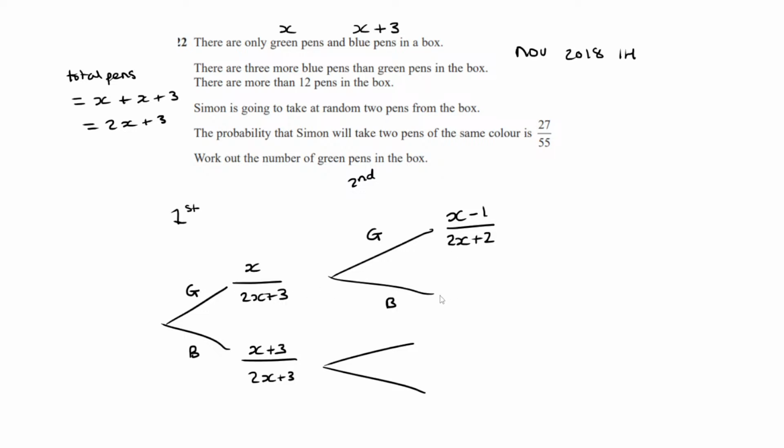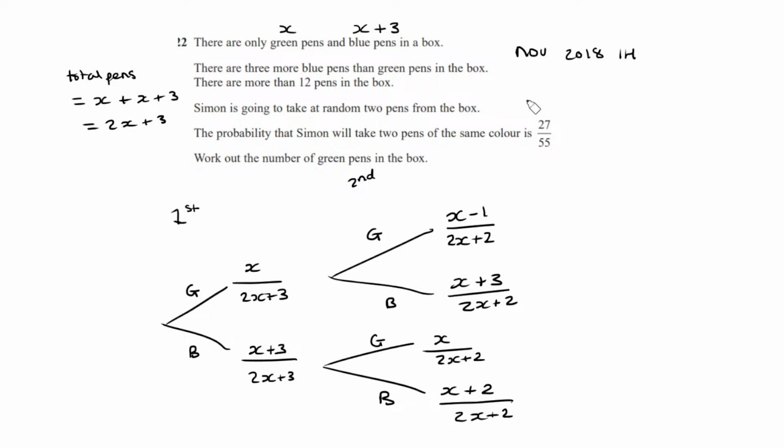Also here, picking blue, he hasn't picked a blue yet in the case of this branch. So it's still x plus 3, but the denominator is 2x plus 2. And then here we've picked a blue, so the green would still be x, but again over that reduced denominator. And picking a blue after already picking a blue would be x plus 2, that's 1 less, again over 2x plus 2. So that's my tree.